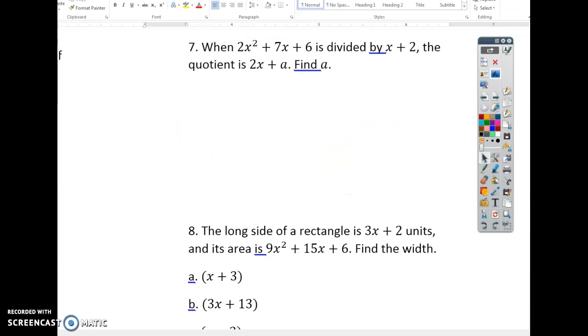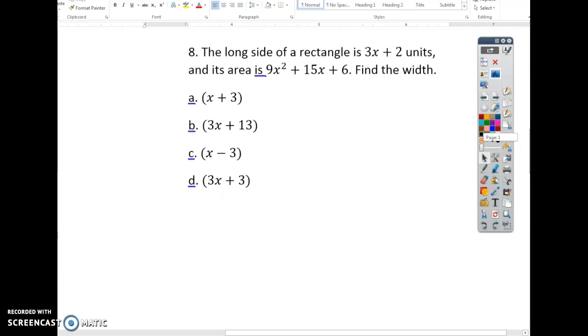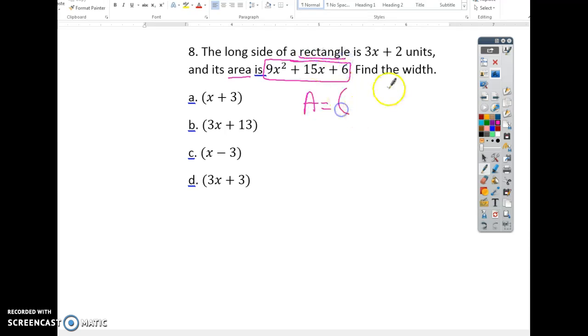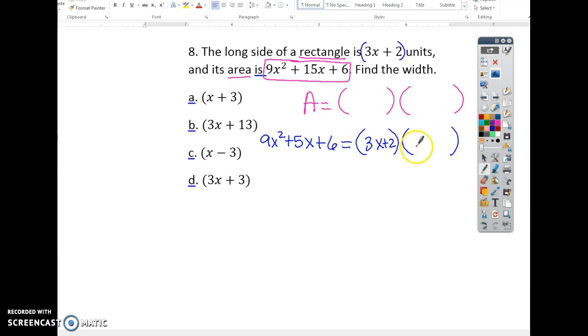Number 8. They gave you the area. 9x squared plus 15x plus 6. Area of a rectangle is length times width. They said that the area is 9x squared plus 15x plus 6 equals, and they gave you one of the factors, which is 3x plus 2. So in order to find the other one, you have to divide.